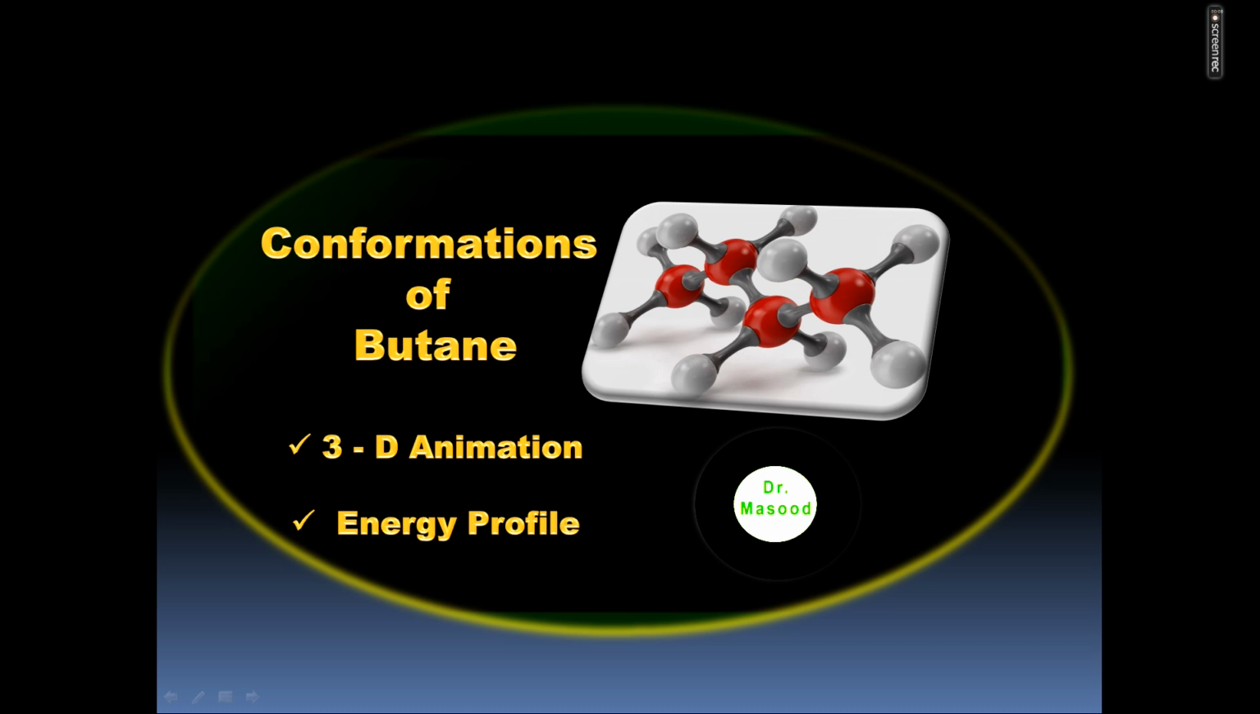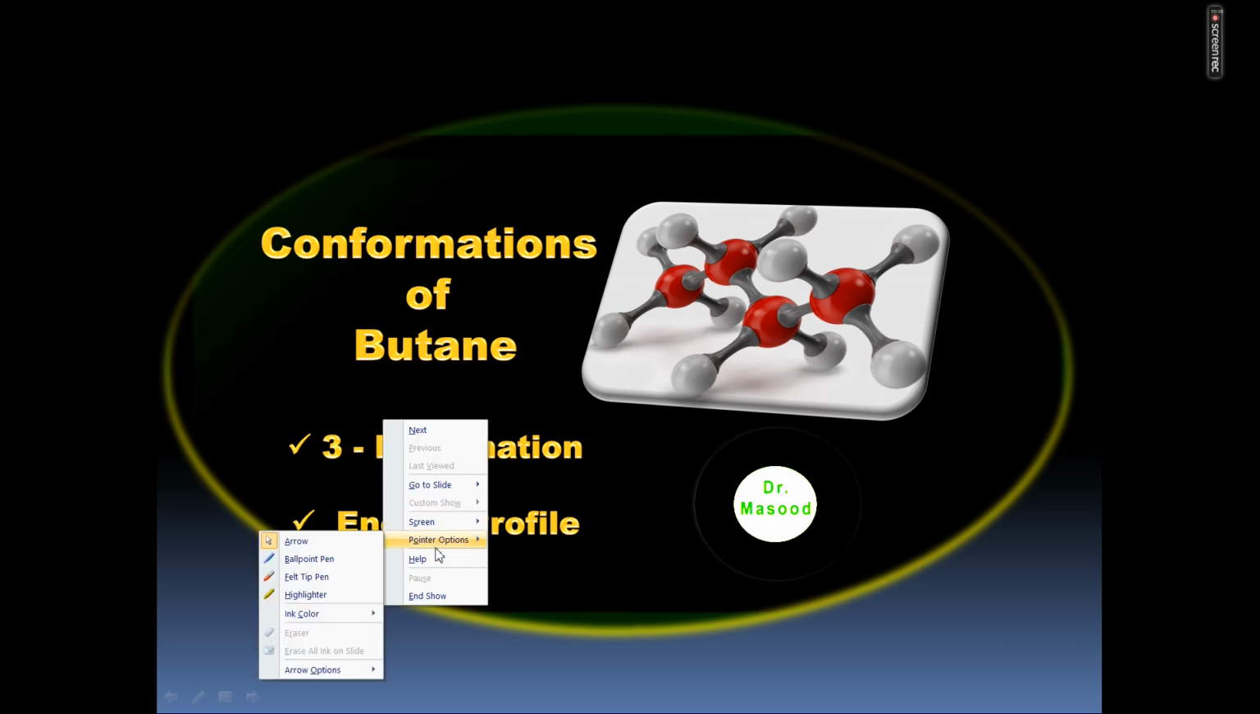So, dear students, today we'll be talking about another conformation of the molecule butane. It's a four carbon compound, as you can see here. This is the 3D structure of butane. Today we'll be discussing these conformations through some 3D animation video, and also we'll try to see the animation of the energy profile. Fine. Okay, so let's move to our topic.